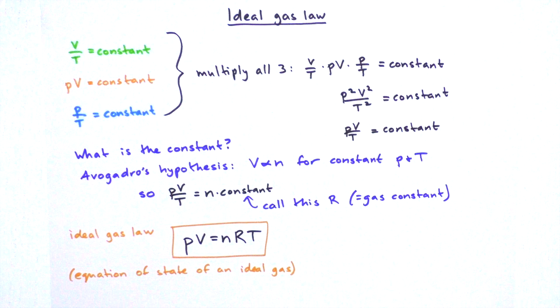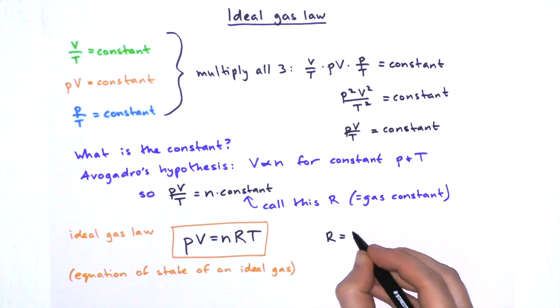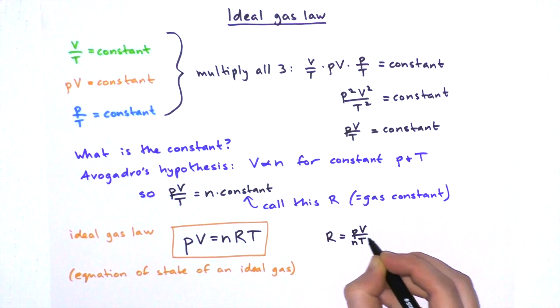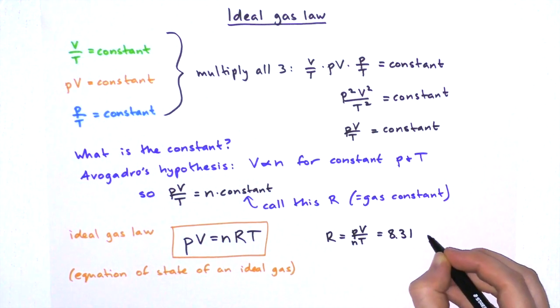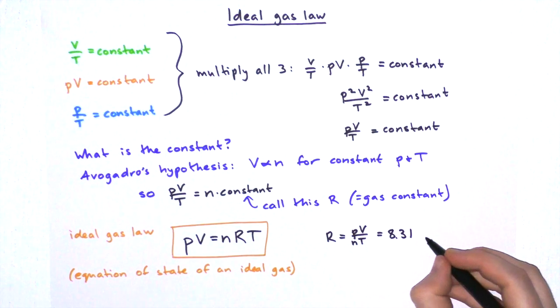So now let's write down the value of R. So if we didn't know the value of R already, we could measure it in the lab. If we just rearrange the equation, we get that R is PV over nT. So if we have a gas where we can measure the pressure and the volume and the temperature, and if we know how many moles of the gas there are, then we can just take all those measurements and calculate the constant R. But this has already been done for us, and we know that the gas constant is equal to 8.31.